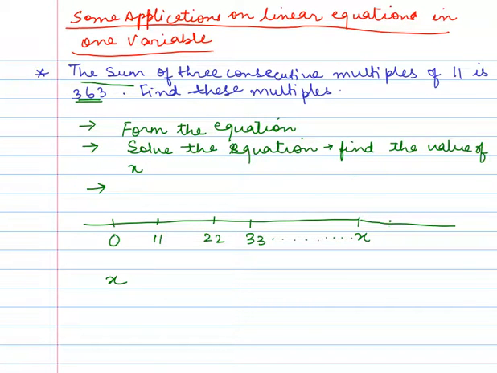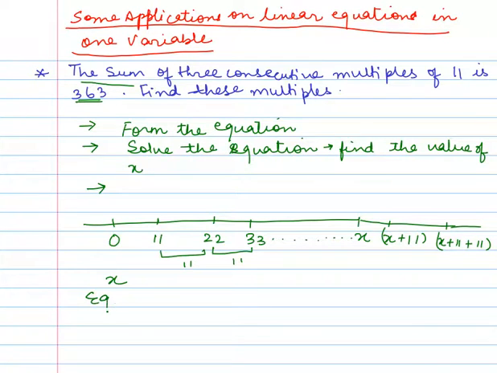Then the next multiple of 11 will be x plus 11. Every multiple of 11 has a difference of 11. So 11, 22, difference of 11; 22, 33, difference of 11. So the next multiple of 11 will be x plus 11. Again the next multiple will be x plus 11 plus 11. So what the question says, sum of three consecutive multiples of 11. So x, x plus 11 and x plus 11 plus 11 have a sum of 363.